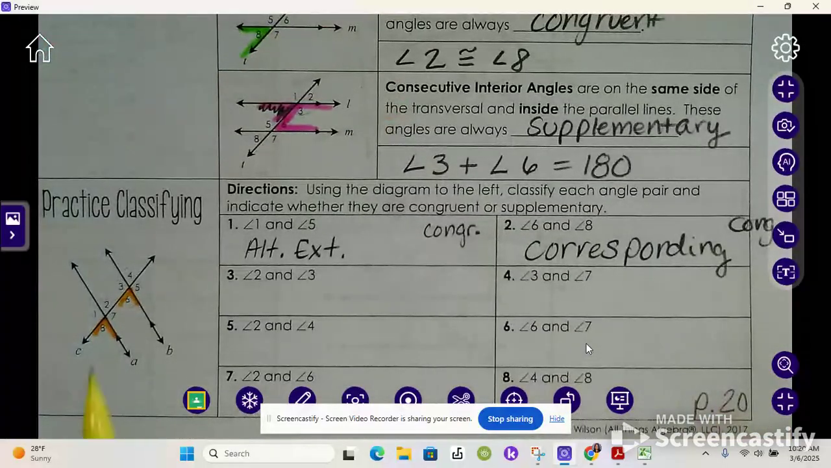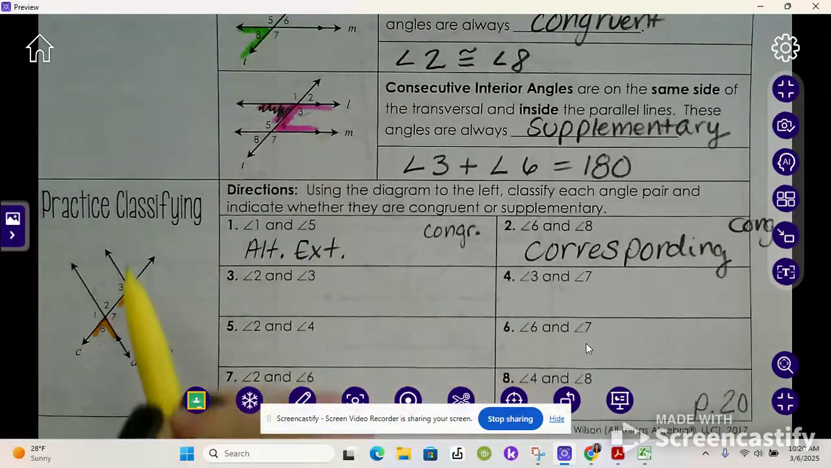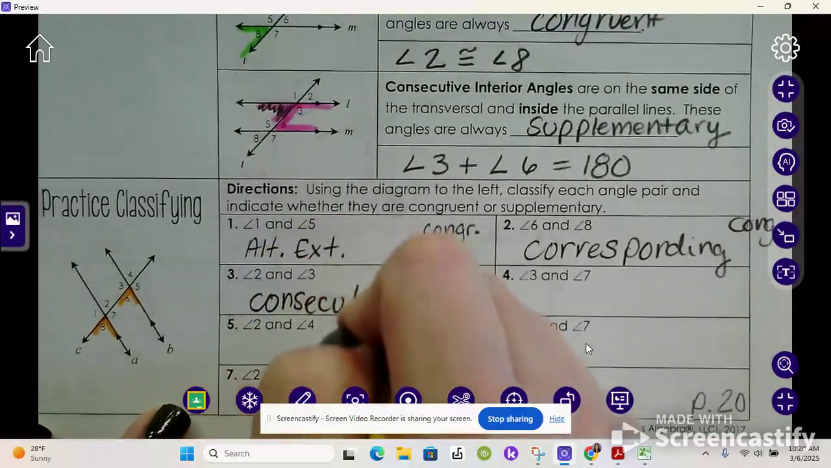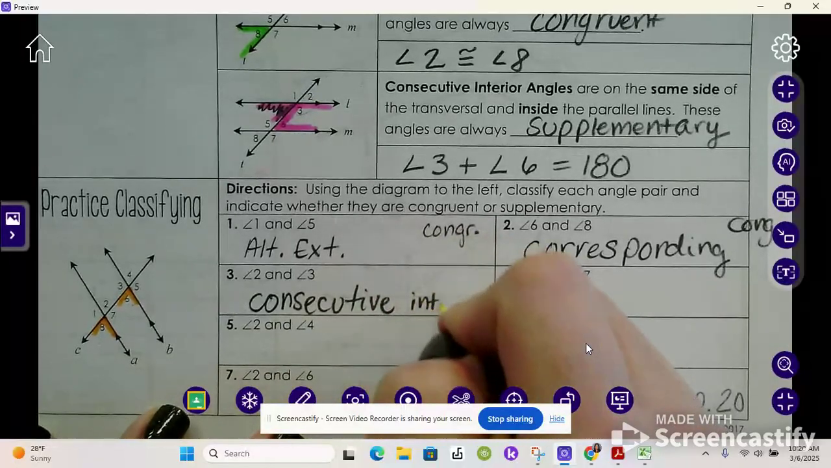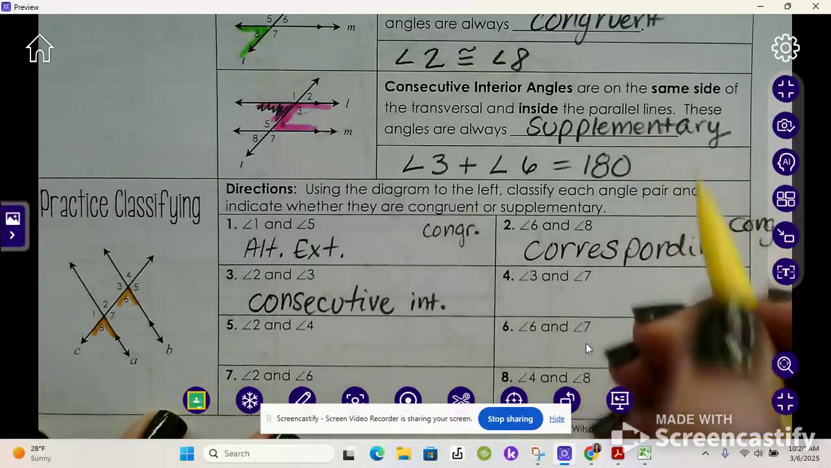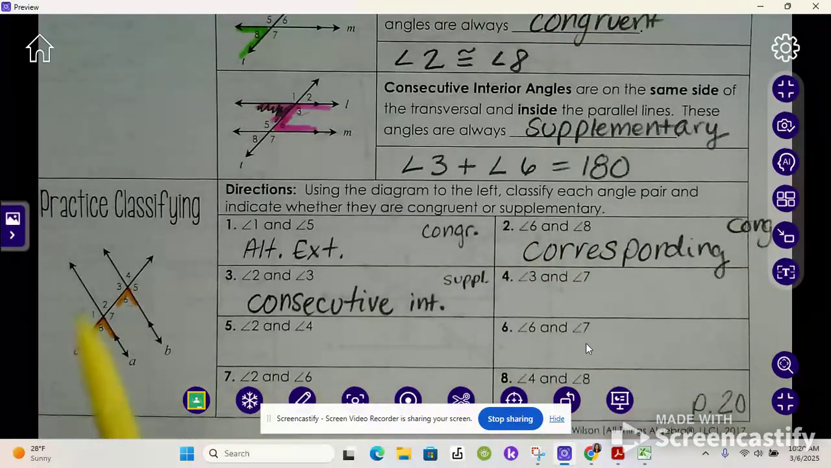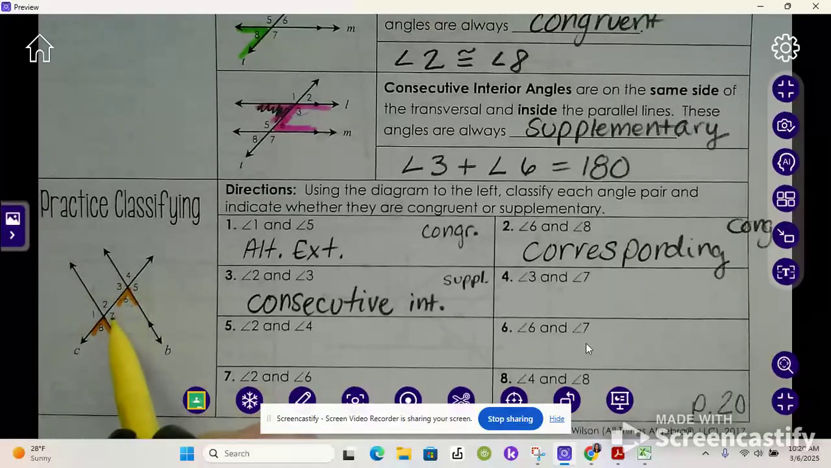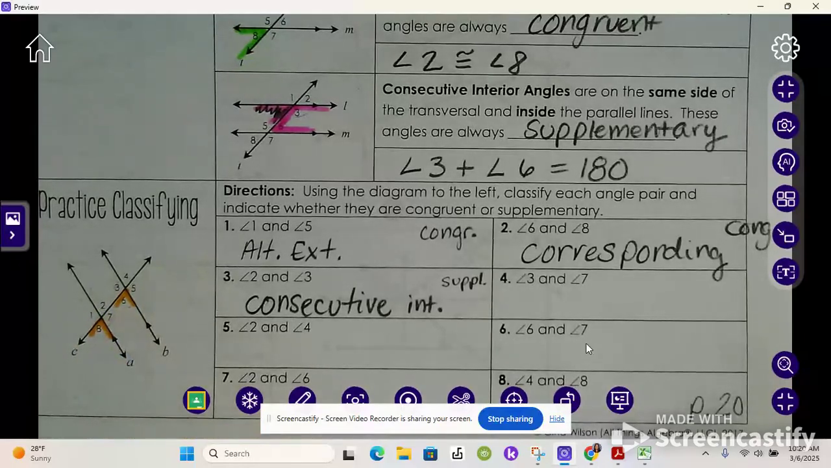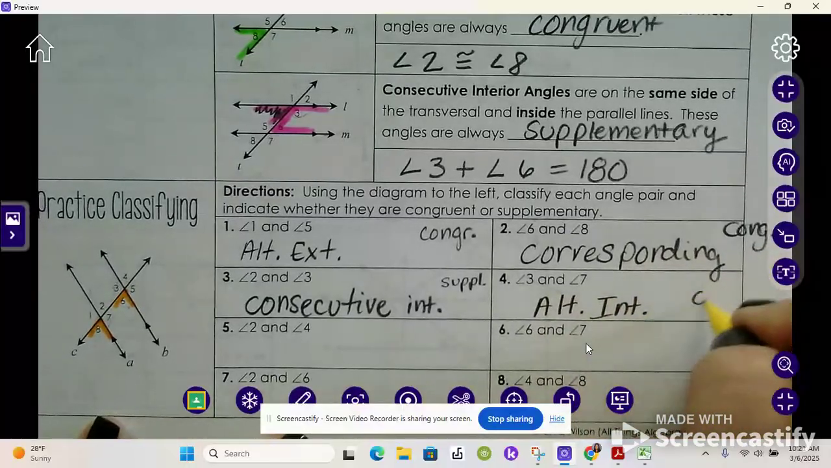2 and 3. So we have 2 and 3. They're both inside. This is called consecutive, like the pink one. So 2 and 3 are consecutive. Those are also going to be supplementary, right? One is large, one is small. They're supplementary. 3 and 7. So we're looking at 3 right here on the inside, 7 on the inside. They're alternating the sides of the transversal and they're interior, so that's called alternate interior. Alternate interiors are also congruent.